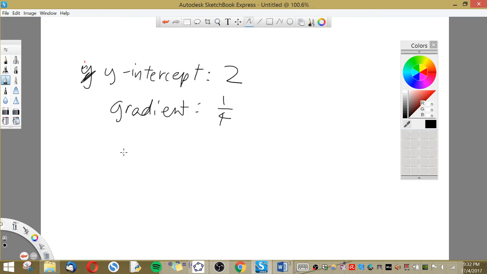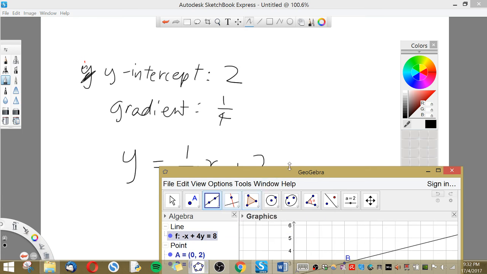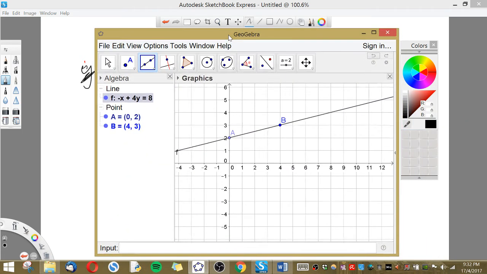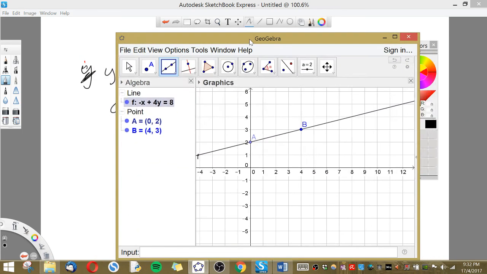So the equation of this line is y equals to 2. Where did the 2 come from? It's here. 2x plus, sorry. So y equals to, no, that was wrong. y equals to 1/4 x. The gradient is always the coefficient of the x, plus 2. So that's this line here. The equation of this line is y equals 1/4 x plus 2.